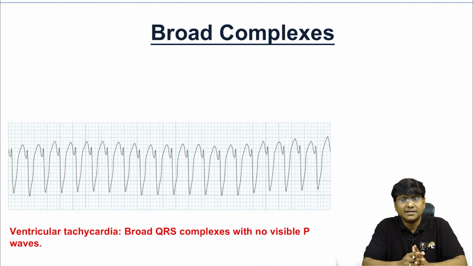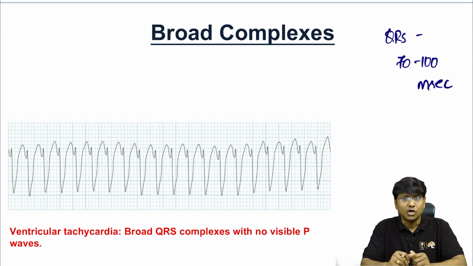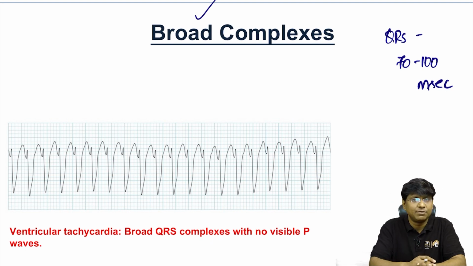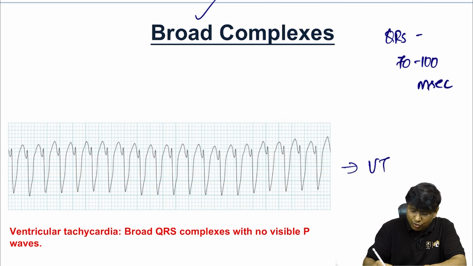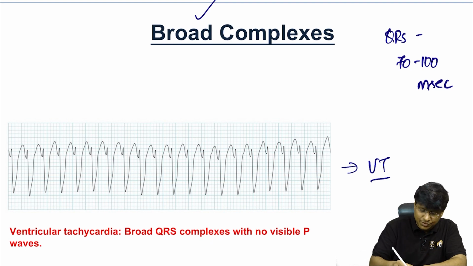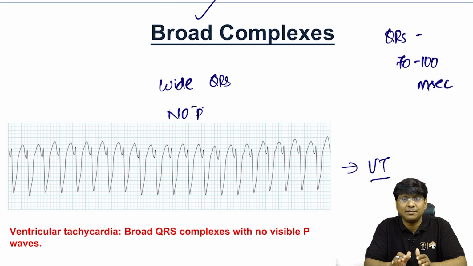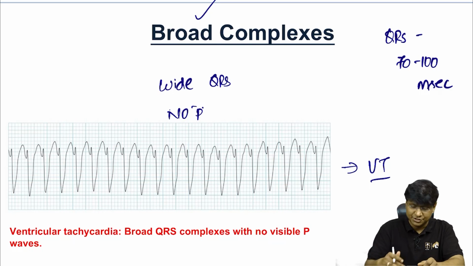Then followed by that, the QRS complex. The normal QRS complex is around 70 to 100 milliseconds. And if the QRS complex is wide, we call it the broad QRS complex. And this is the ECG of monomorphic ventricular tachycardia. In monomorphic ventricular tachycardia, you will have wide QRS complex and absence of the P wave. And how will you manage these patients? If the individual is hemodynamically stable, we give amiodarone, and if the individual is hemodynamically unstable, we do DC cardioversion.